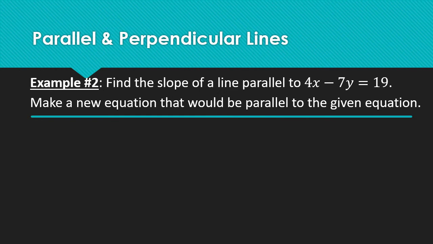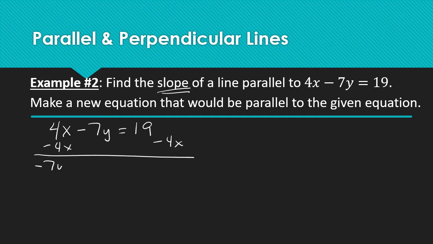All right, example 2. Find the slope of a line parallel to 4x minus 7y equals 19. So when I look at this, it says find the slope of a line parallel. In order to find that, I have to think about what I need. I really need the slope of this line, and probably the best way to do that is to solve this equation for y. So I'm going to move my 4x to the other side. And then I still contend that you make fewer mathematical mistakes if you divide every single term by the number. So divide everything by -7.